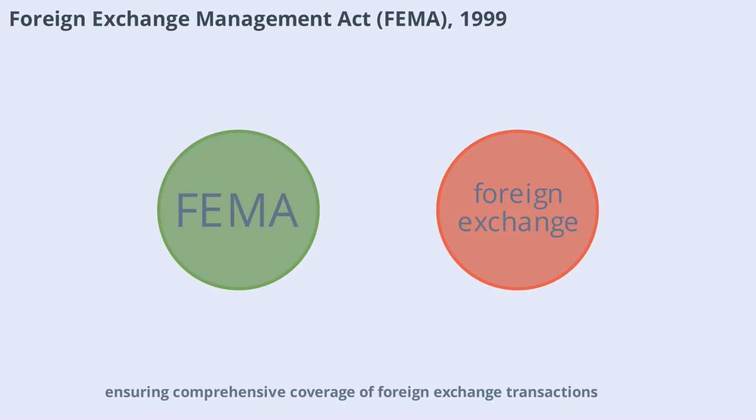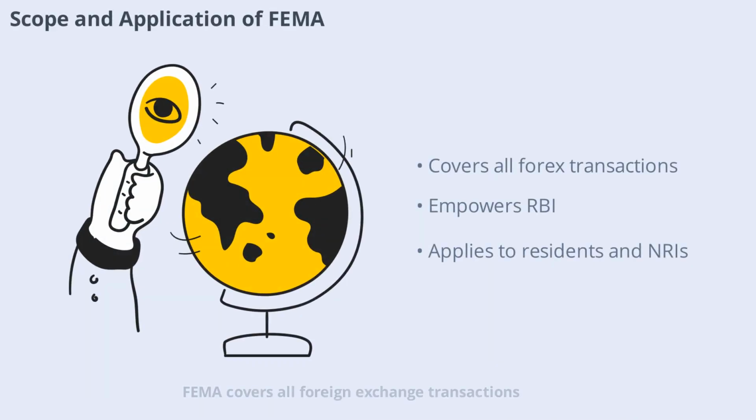FEMA covers all foreign exchange transactions, including current and capital account transactions, and applies to individuals, companies, banks, and other entities. It empowers the RBI to make regulations, authorize dealers, and inspect their operations. FEMA's reach extends to all branches and offices outside India owned by Indian residents, making it a comprehensive tool for managing India's foreign exchange resources.